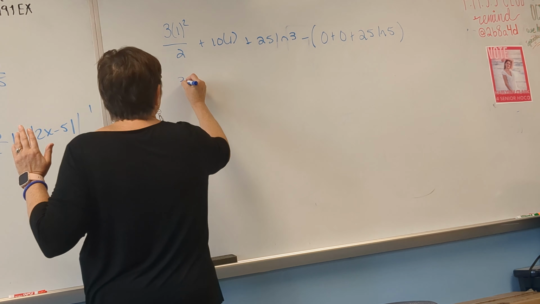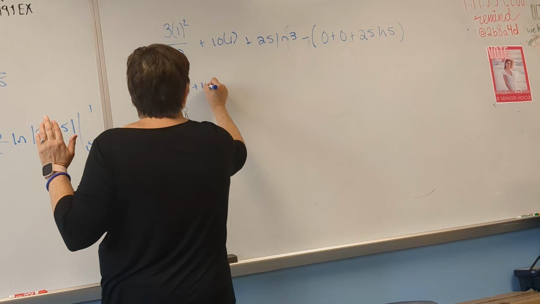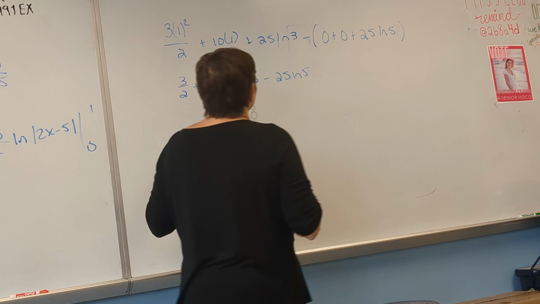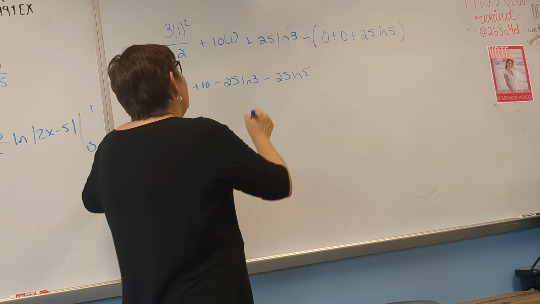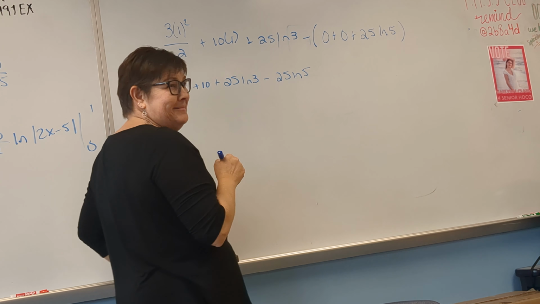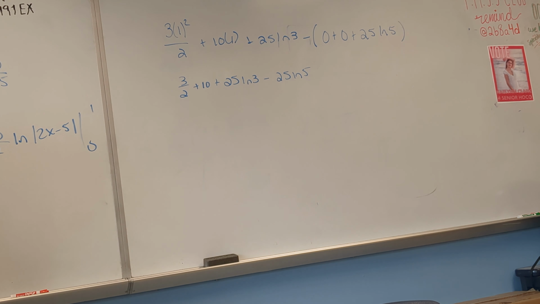So we have 3 halves plus 10 minus 25 the ln of 3 minus 25 the ln of 5. It should be plus the 25 ln of 3. I have a plus there. Yeah, you do. What the heck?